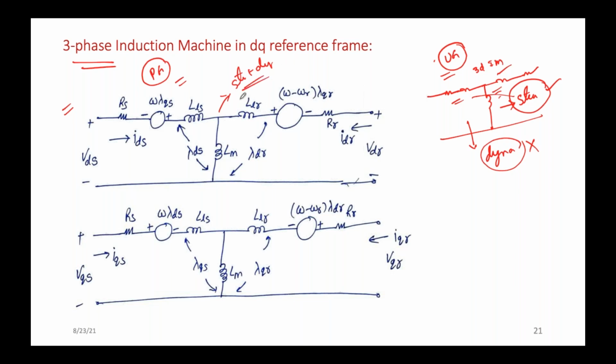So by using this equivalent circuit diagram, we can extract the machine behavior, how the machine is behaving in steady state as well as dynamic conditions. Both characteristics we can extract by using this equivalent circuit diagram. This is not applicable for dynamic condition. That is the problem with the undergraduate equivalent circuit diagram, right?